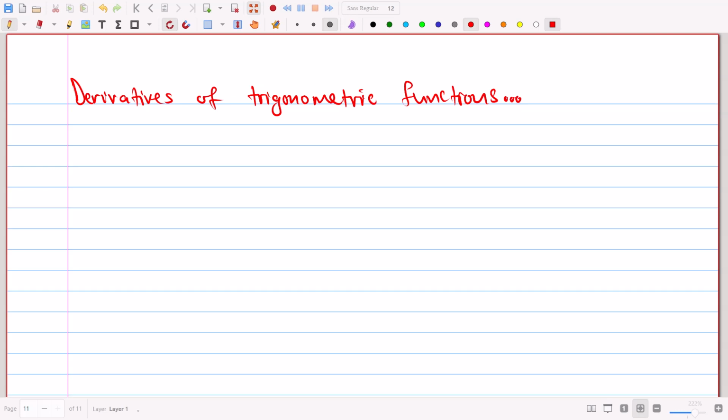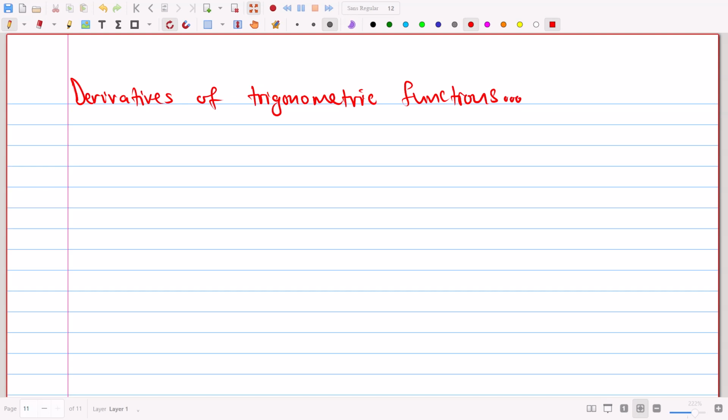Hello, guys. Today we are going to be looking at how to differentiate trigonometric functions. That will be the goal of this lesson: to learn the rules that can be used to apply when you are dealing with trigonometric functions.